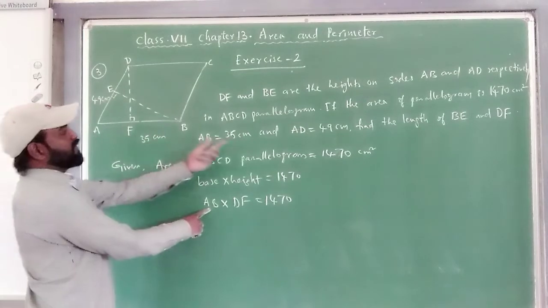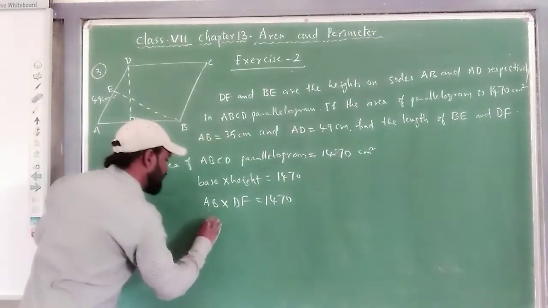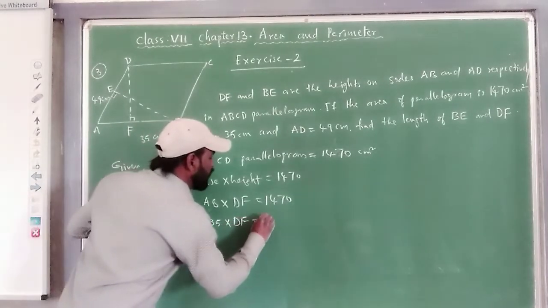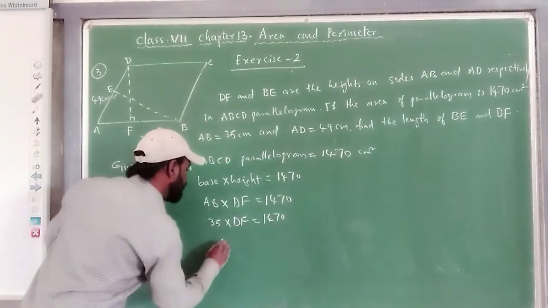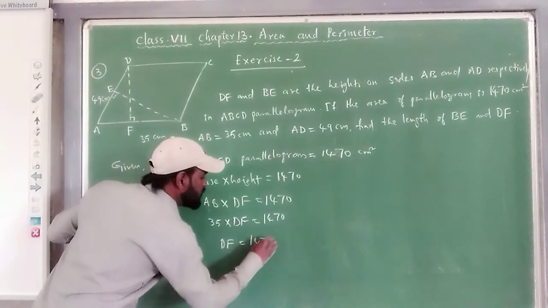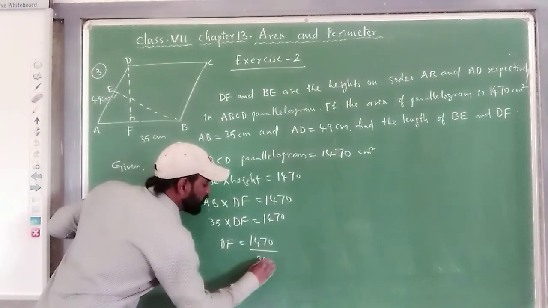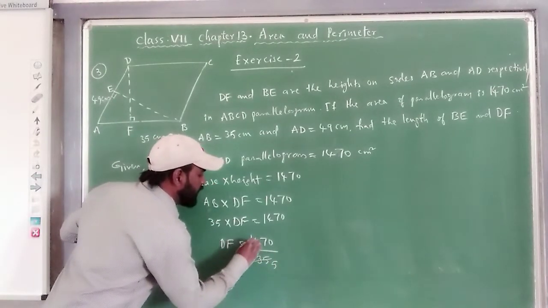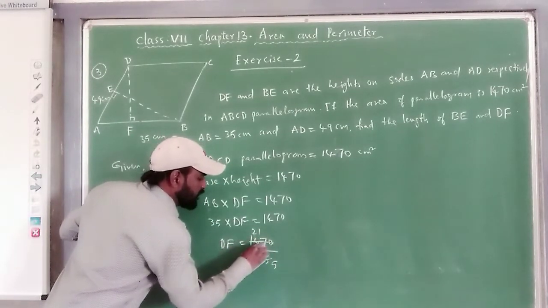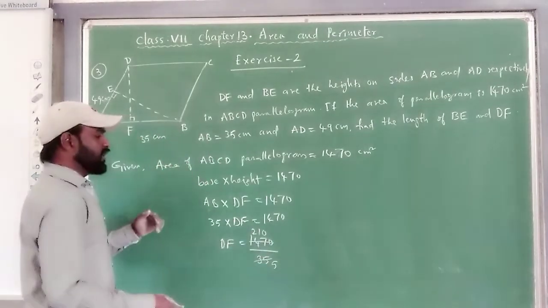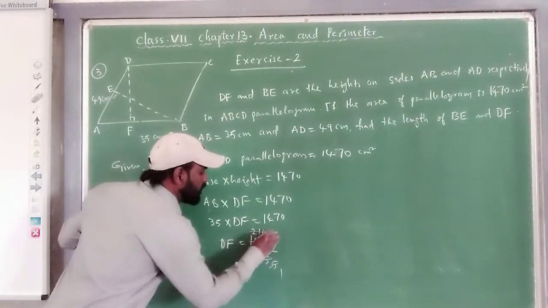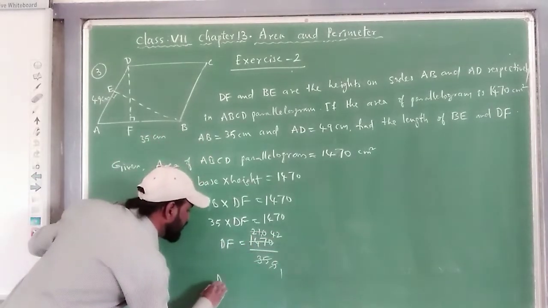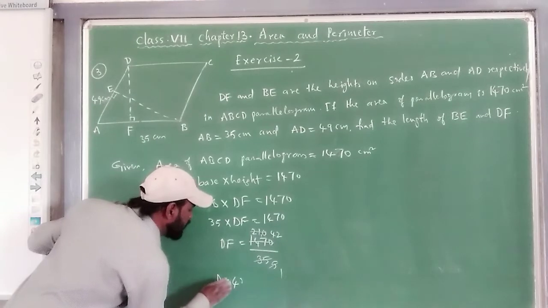AB value we have, it is given in the question, that is 35 centimeters. So DF we need to find. So DF is equal to 1470 divided by this 35. Now you go for the simplification. 7 table, 7 fives are 35, 7 twos are 14, 7 ones are 7 and 0. Again you can continue. 5 ones are 5, 5 fours are 20. So that means DF is equal to how much? 42 centimeters.